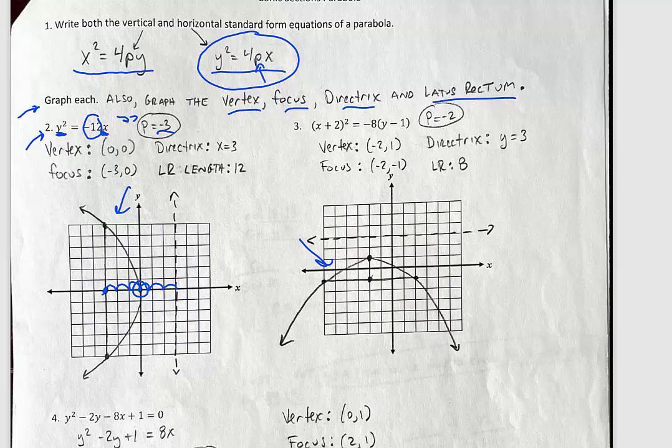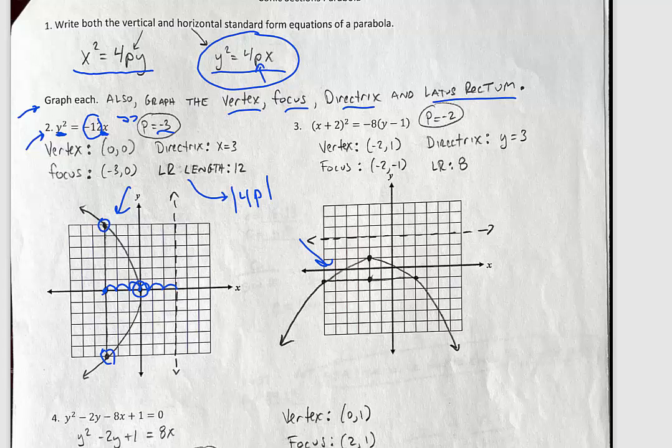All I need to do now is figure out how wide my parabola is going to be. Well, that's the length of the latus rectum. And the latus rectum is the absolute value of 4p. That's what that is right there. And so that's just going to be positive 12.